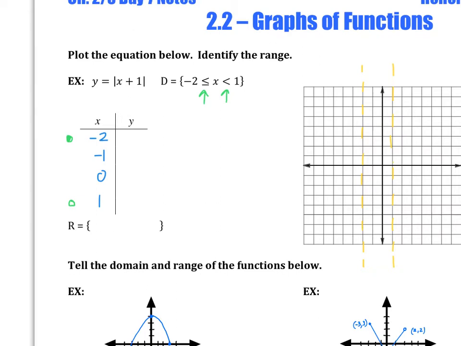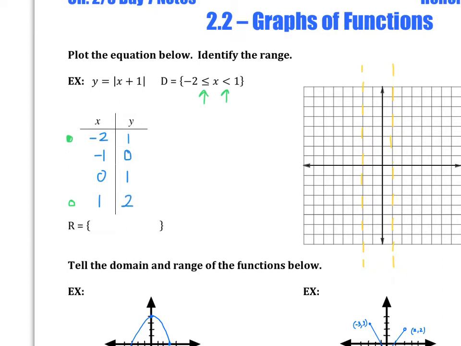So when x is -2, -2 plus 1 is -1, but when we take the absolute value of that, we get +1. When x is -1, -1 plus 1 is 0, absolute value of 0 is still 0. And when x is 0, we get the absolute value of 1, which is 1. And when x is 1, we get 2 for y.